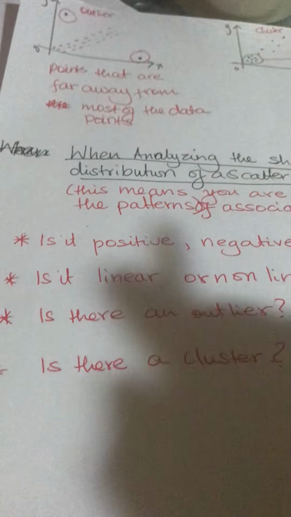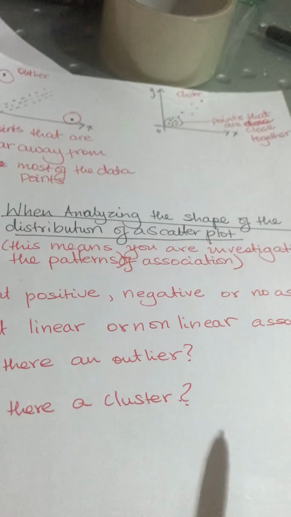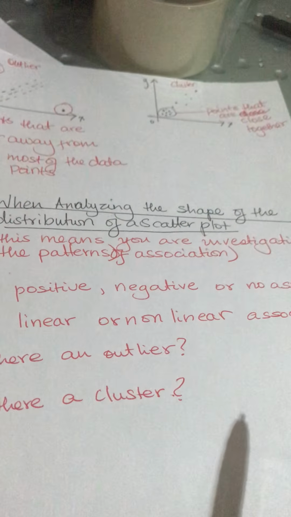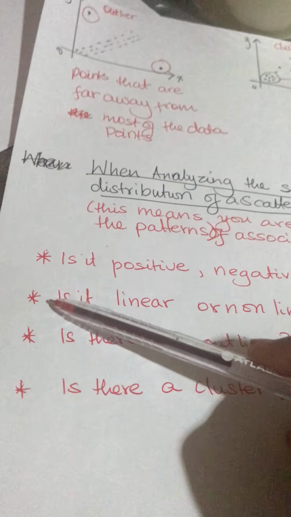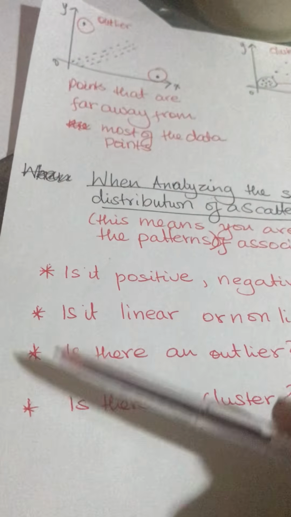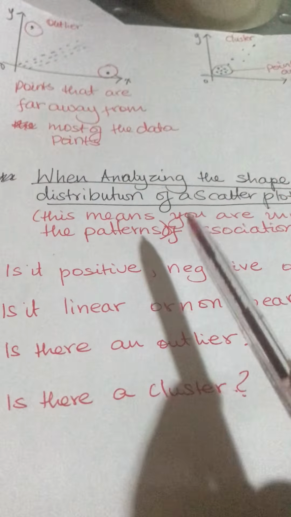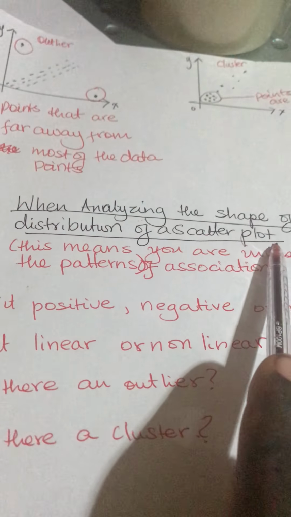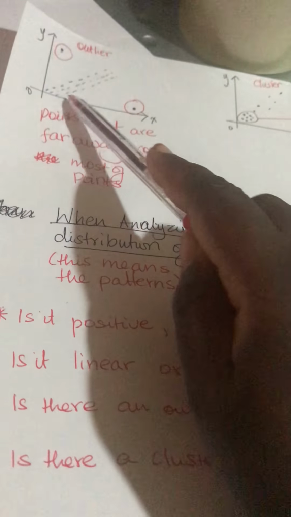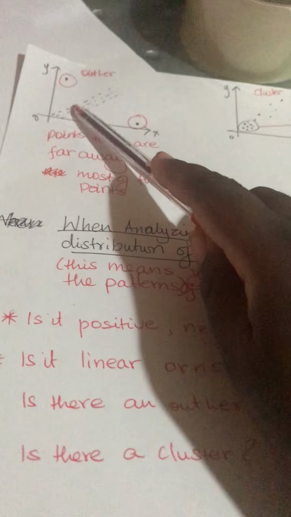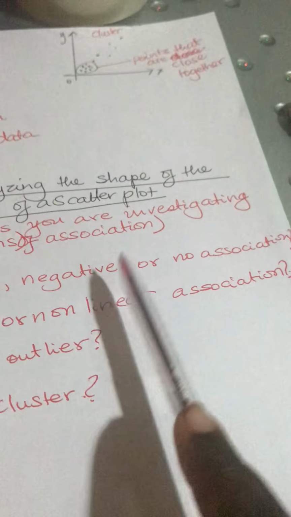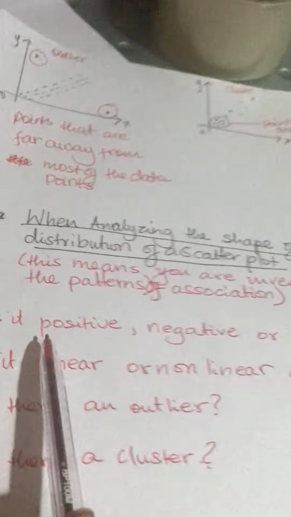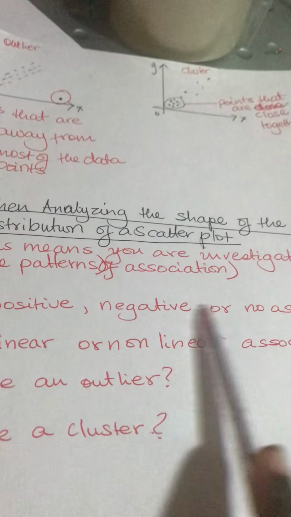All right. Here, you'll be asked to analyze your scatter plot. When you analyze your scatter plot, you need to tell me 4 different sentences. So when analyzing the shape of your distribution of a scatter plot, that means you need to look at your graph. You need to tell me, is it positive or is it negative or there is no association? You have to choose one of these. You cannot choose all 3.